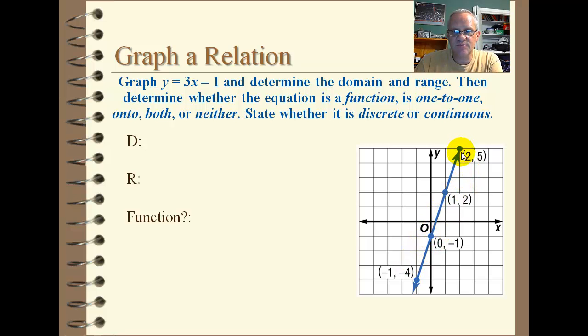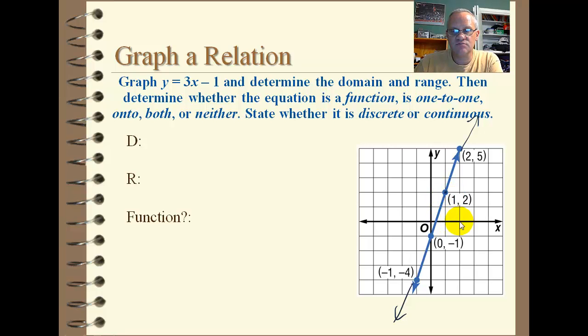This line is going to keep going and keep going and keep going this way, and it's going to keep going and keep going that way. So where are the x's that get used on this graph? Well, if I pick this point of 1 for x here, does it get used? Well, yeah, 1, 2. There's a spot there.